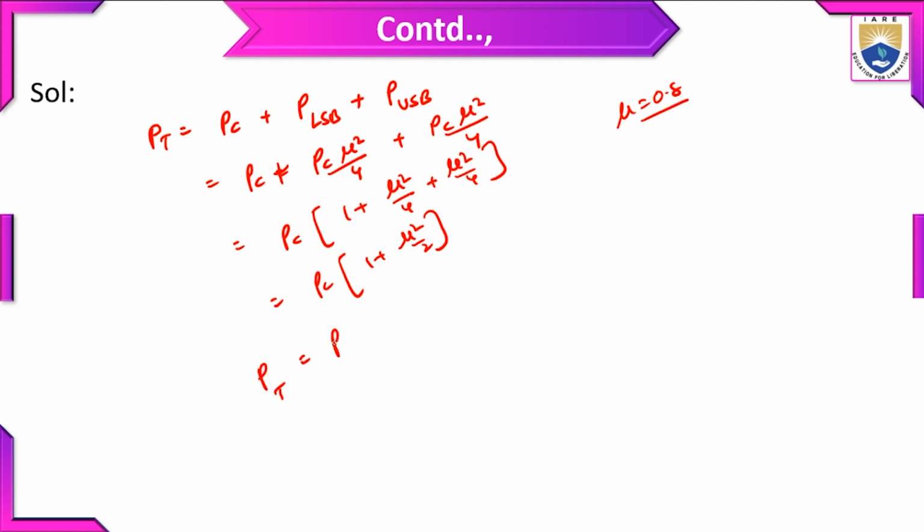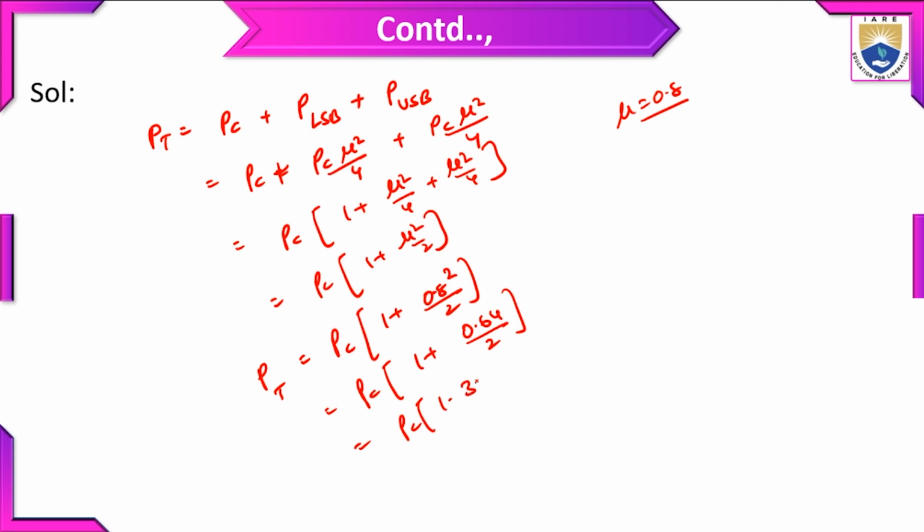So PT is equal to PC into 1 plus 0.8 square divided by 2. So 0.8 square is 0.64. So PC into 1 plus 0.64 divided by 2. So nothing but this value is PC into 1.32. Why here 0.32? 1 plus 0.32 is equal to 1.32. So it is PC.